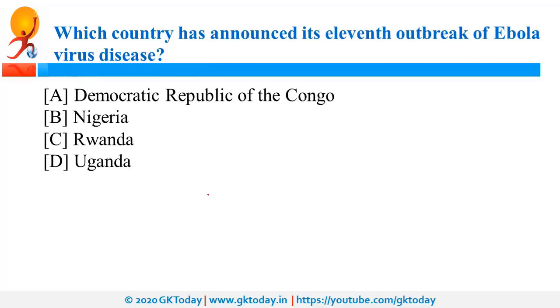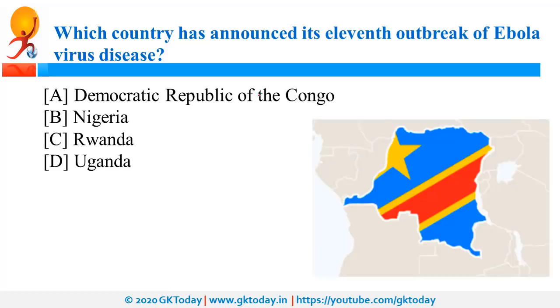Next question is, which country has announced its 11th outbreak of Ebola virus disease? So this was recently announced by DRC, that is Democratic Republic of Congo, and this virus was first discovered in the country in 1976. Now DRC is an African country. The capital of DRC is Kinshasa, and the currency of DRC, that is Democratic Republic of Congo, is Congolese franc.